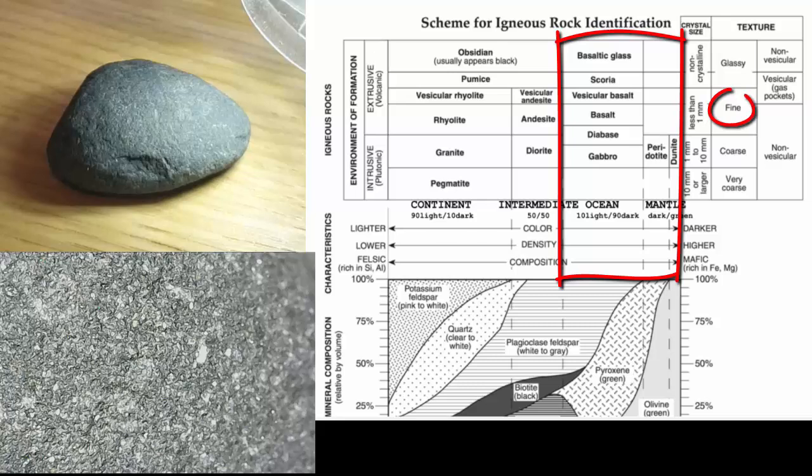If it's very fine, there's no gas pockets, so it leaves us with these two. And so it's either basalt or diabase. And what's the difference between the two? Probably very little. And it is mainly dark.